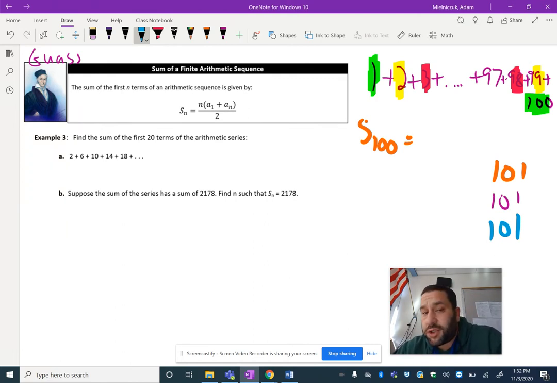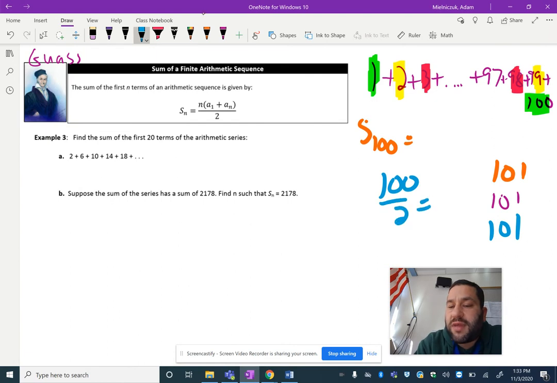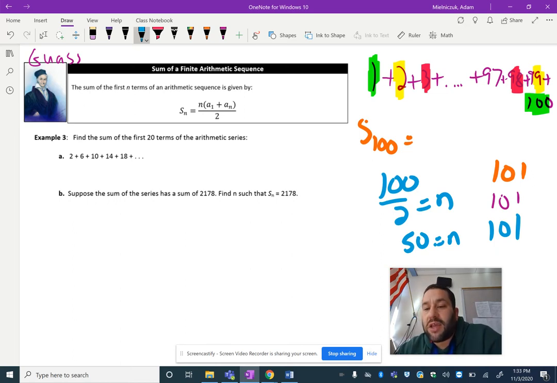Well, how many times did it show up? It showed up 100 divided by 2 times. I purposely said it that way instead of just saying 50 times. He took the number of terms he had, cut it in half, and then added the first term and the last term, which gave him the 101. That's where the sum of a finite arithmetic sequence formula came from. It came from a kid in kindergarten or first grade, honestly. If you don't believe me, look it up.